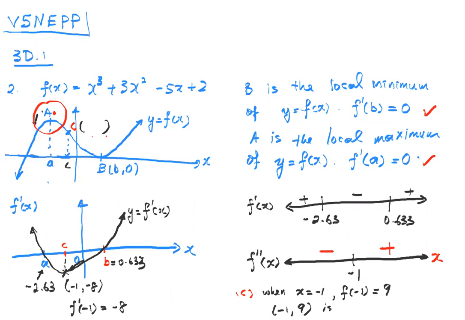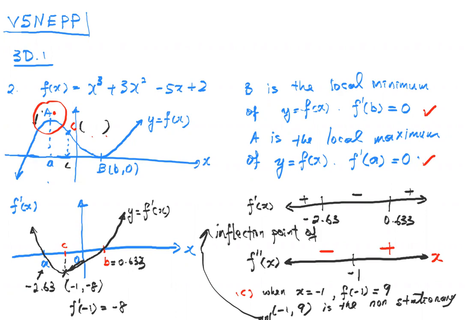If you look at the graph, is the inflection non-stationary? Okay, I write it here: inflection point of y equal to f(x). Why is it non-stationary? Because -1 doesn't appear in the f prime x sign diagram. And in that location, it is decreasing at the fastest rate.